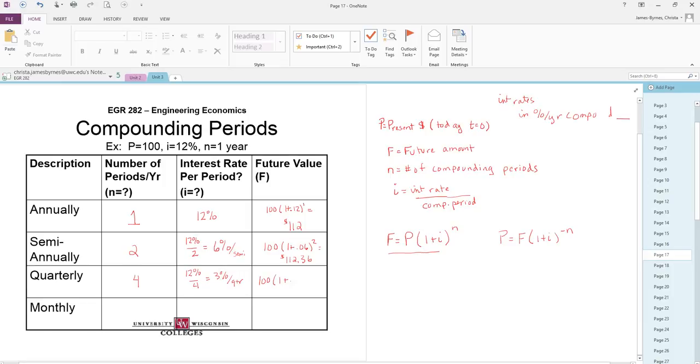100 times 1 plus 0.03, and there are 4 compounding periods in a year. All of a sudden, it's 112.55. I'm not doing anything. It's still only for a year, right? It's just how they're compounding. Monthly, I get 12. So 12% divided by 12 is 1% per month. So it's 100 times 1 plus 0.01 to the 12th, which is 112.68.